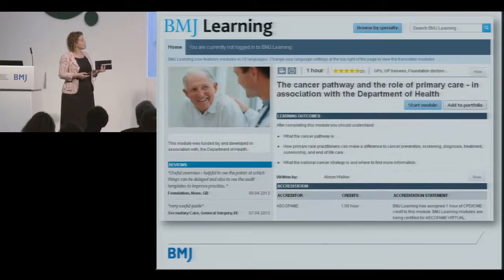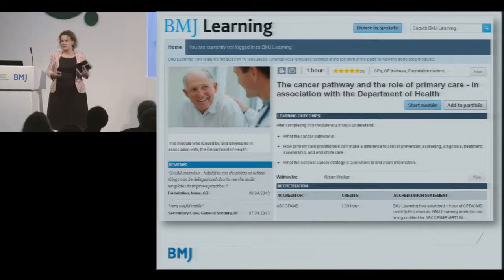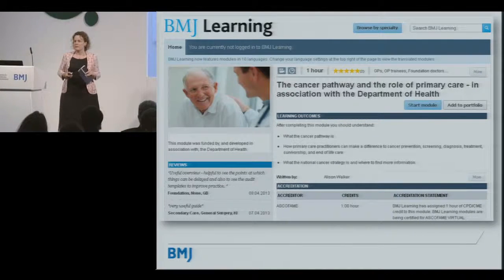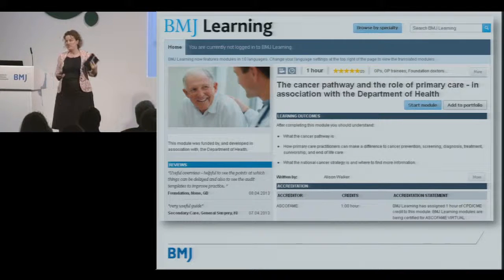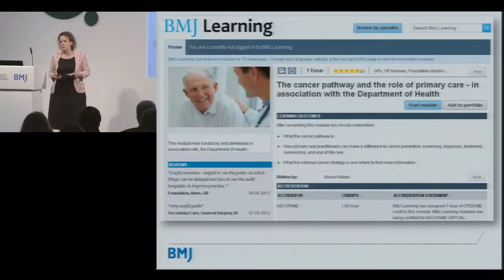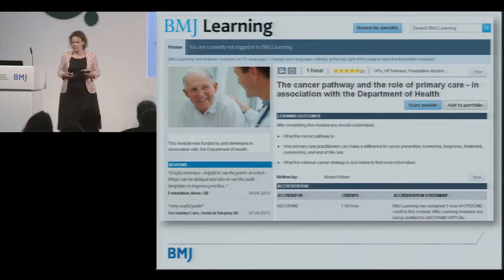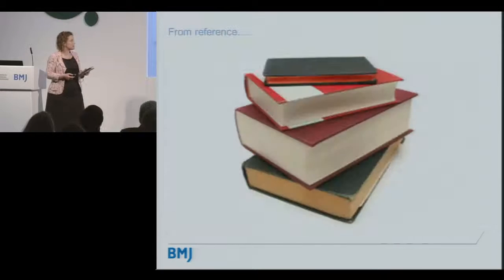But we've also done some work recently with the Department of Health, very similar format. You'll see it's still in the same e-learning format. But this is more about changing not just the knowledge, of which there's some factual knowledge in this module, but it's much more about trying to change healthcare professionals' behaviours and attitudes. And it's really important that we look at those professional attitudes as important things that we want to change as well.